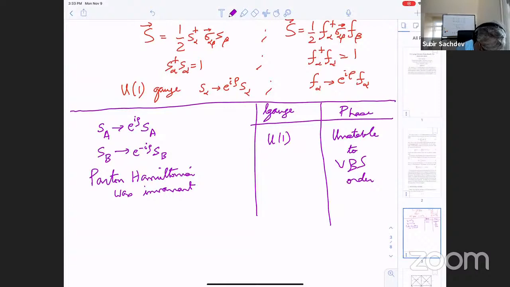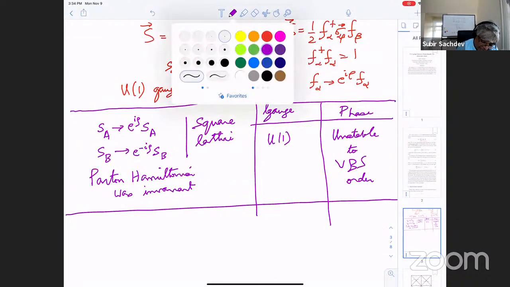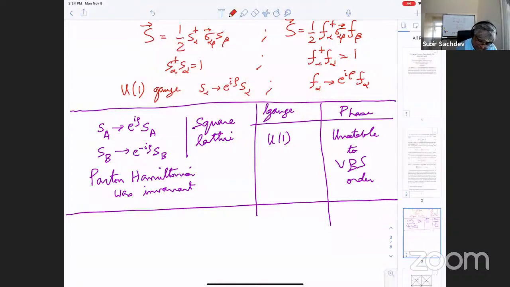So this was the square lattice Schwinger boson. I should have written this down, so this is only on the square lattice. Okay, so that's case number one. Now let's take another case. We take the triangular lattice for Schwinger bosons. This is also something we met.